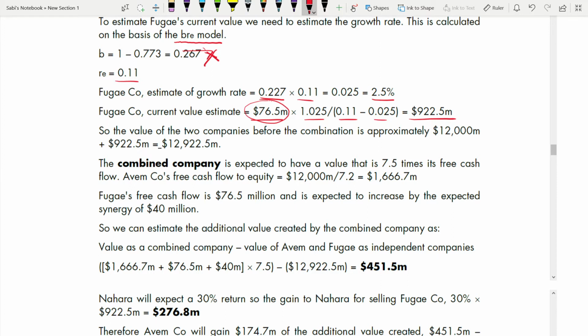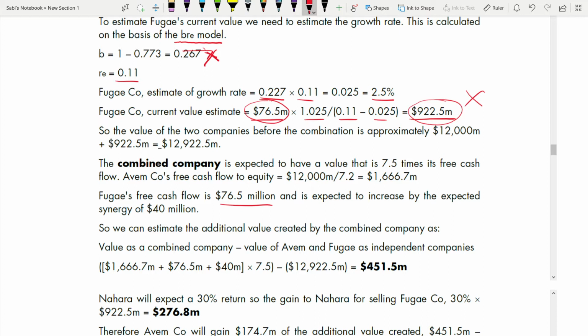And it is expected to increase by the expected synergy of 40 million. So we can estimate. By the way, we are not taking this value. This is the current one for this. We have to take free cash flow to equity only. That is the total value, the value of the company. We don't want the value of the company. We want free cash flow to equity to multiply by the multiple, the price earning ratio. That's why we are only taking the free cash flow to equity of both companies. That's why 76.5 million, and it is expected to increase by the expected synergy. So this we have to first increase. They told us after adding synergy only.